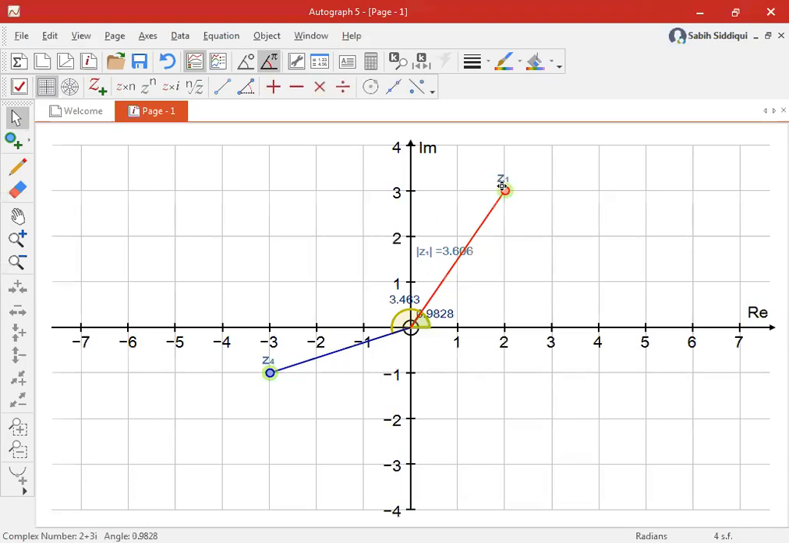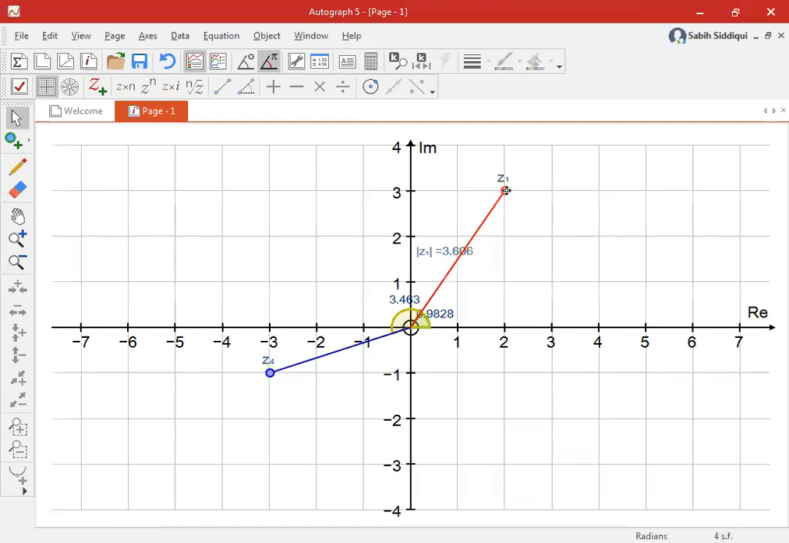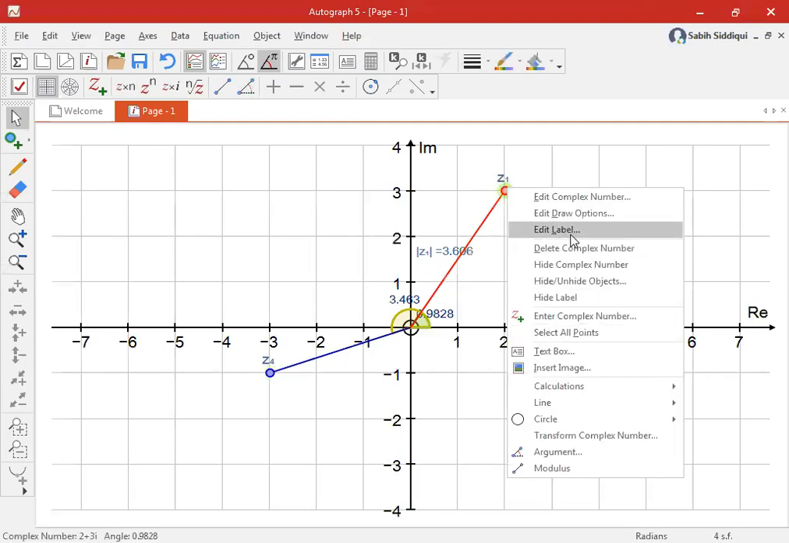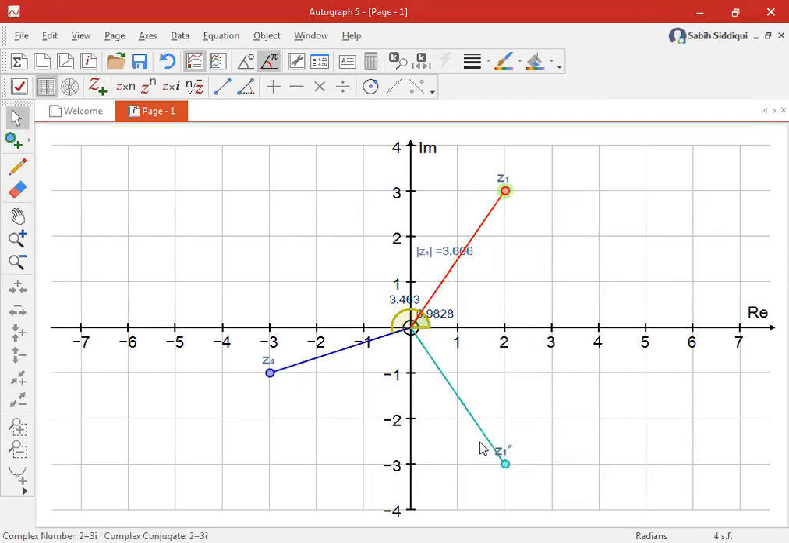Next is the complex conjugate. If this is z, and I ask for a complex conjugate, what is a complex conjugate, class? See, when I click on the complex conjugate, which point did it show? What is the link between the original complex number and its complex conjugate? It is the reflection in the x-axis or the real axis.